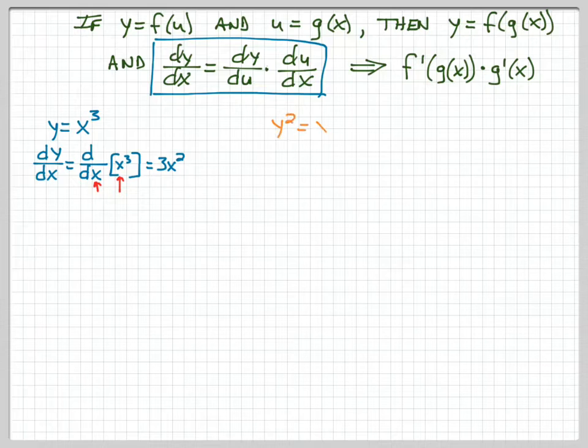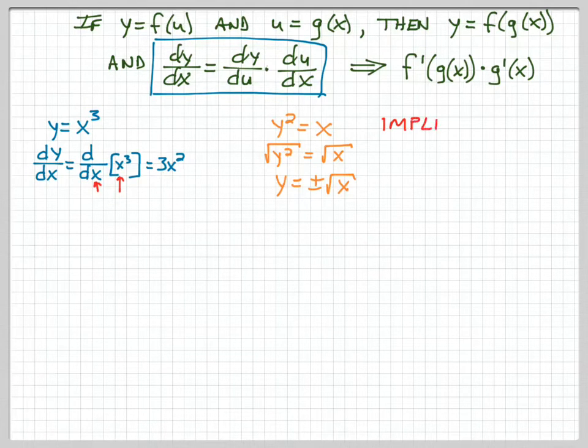But what happens if we have y squared equals x? Now, if we were to find the derivative of this, well, we can't because we've got y squared. So what we want to do is take the square root of both sides, get y by itself, and we know that's going to be plus or minus the square root of x.